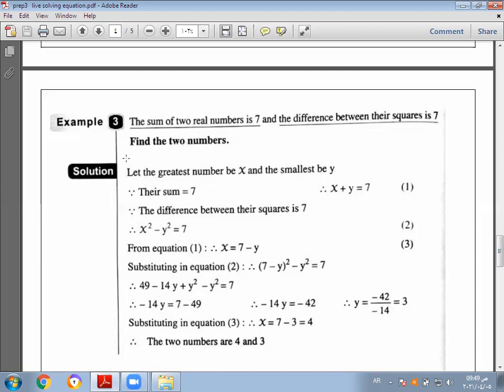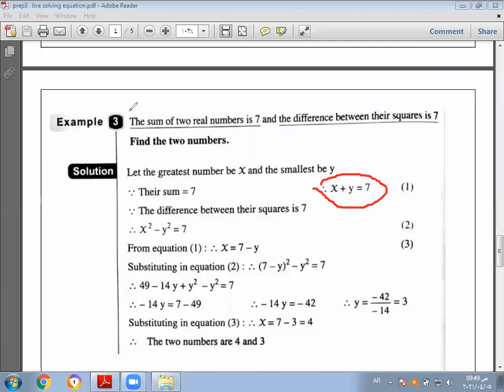We want to express this word problem by using symbols first. How? We let the greatest number be x, and the smallest number be y. The first statement, the sum of two real numbers is 7, means x plus y equals 7. The sum between them is equal to 7. This is the first equation: x plus y equals 7.